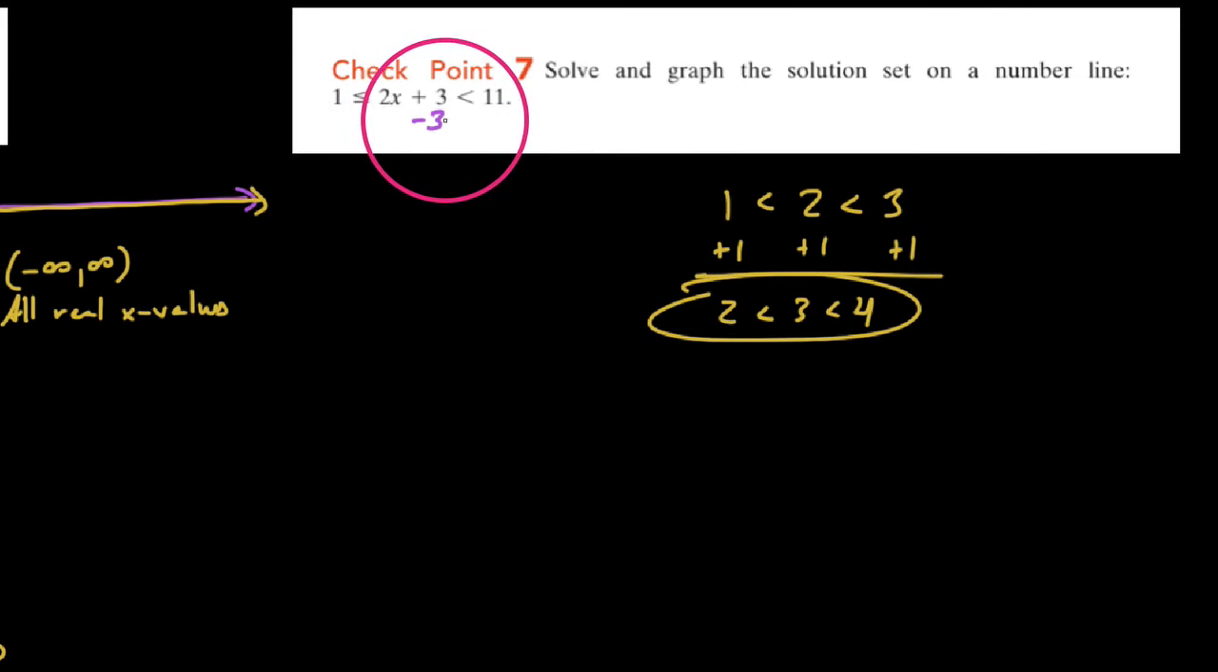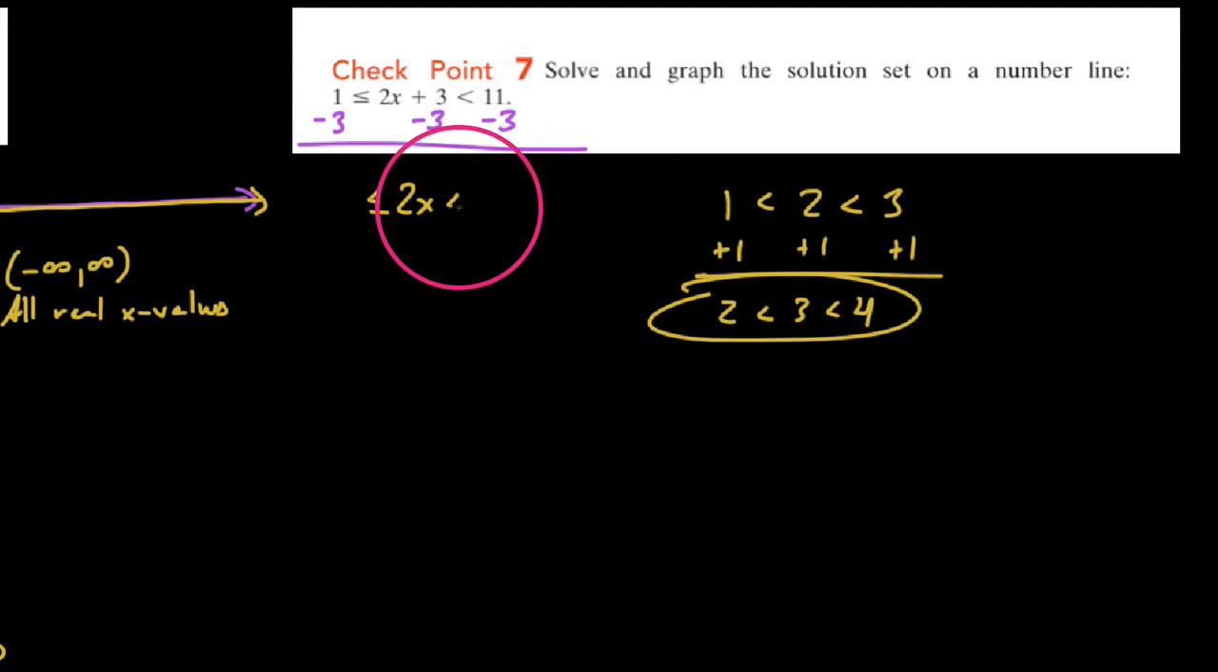So for instance here, I'm going to need to subtract 3 from the middle to isolate the x. But that means I need to subtract 3 from the right, 3 from the left, and any other relationship in here. So what we end up with is just 2x in the middle. Looks like we have is greater than or equal to, and this is less than. And then 1 minus 3, well, that's just a negative 2. And 11 minus 3, that's just an 8. So this statement is equivalent to the original statement. The only thing we have left to do is now divide everybody by 2.